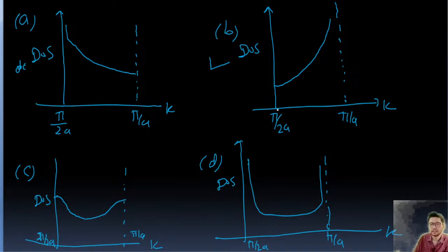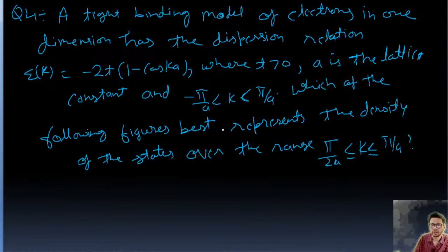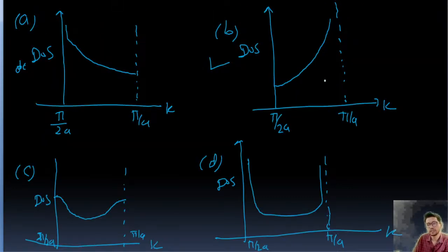Because at k equal to pi by 2, it's a finite value, and at k equal to pi by a, this graph is tending to infinity, right? So this graph is the best representation. This graph represents the density of state over the range pi by 2a to pi by a. I hope guys you have understood it.